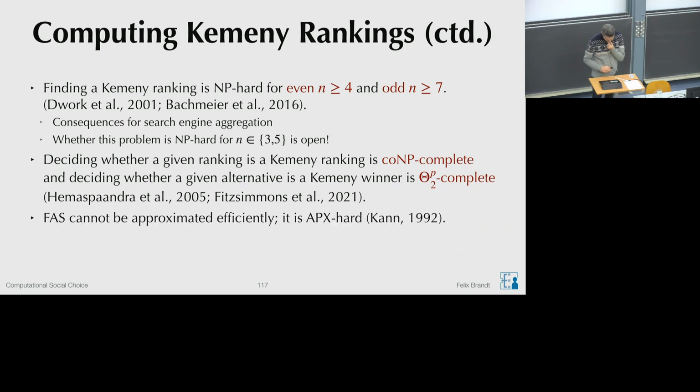Right, so one thing that you could also think about when it comes to computing Kemeny rankings is to approximate the solution, like whenever you have a difficult problem. And there it has been shown that feedback arc set, and therefore also computing Kemeny rankings, cannot be approximated efficiently. So it has been shown to be APX hard. So there's a lot of name dropping for complexity classes here. But they're just short acronyms, so they all fit on the slides, but I don't expect you to be familiar with these notions.